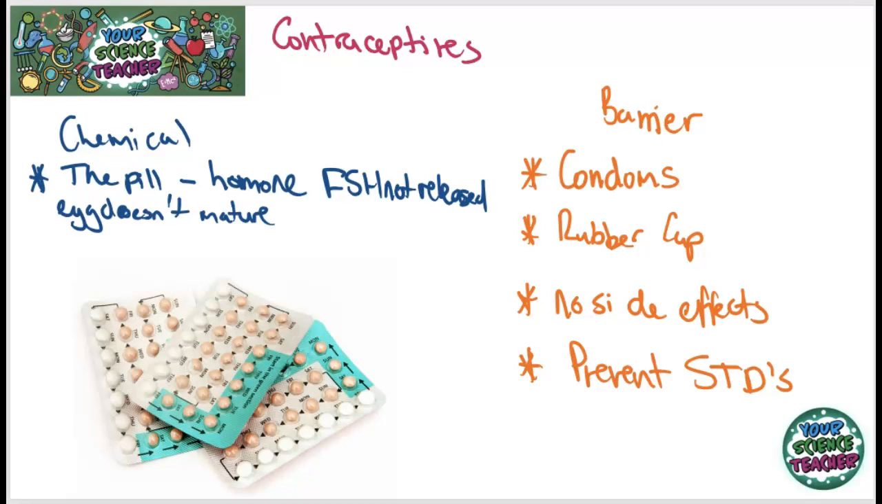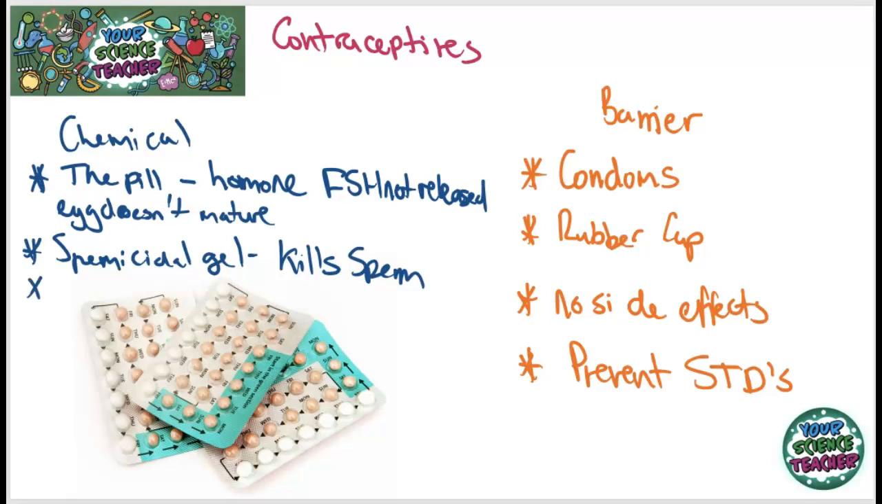But there are other chemical methods of contraception. An example is spermicidal gel. Spermicidal gel basically has the role of killing sperm when it enters the vagina. Another chemical contraceptive is the coil, sometimes called an IUD. What an IUD does is release progesterone really slowly, which causes that uterus lining to stay thick.